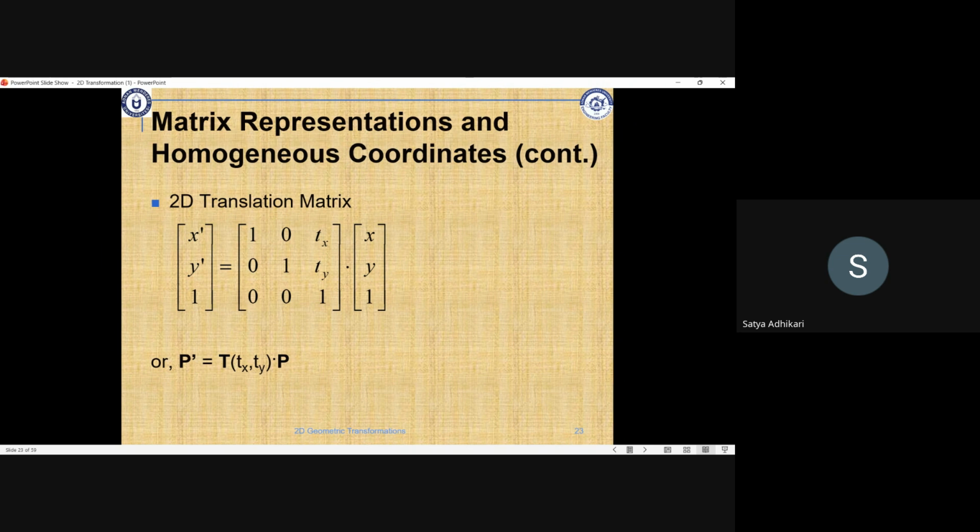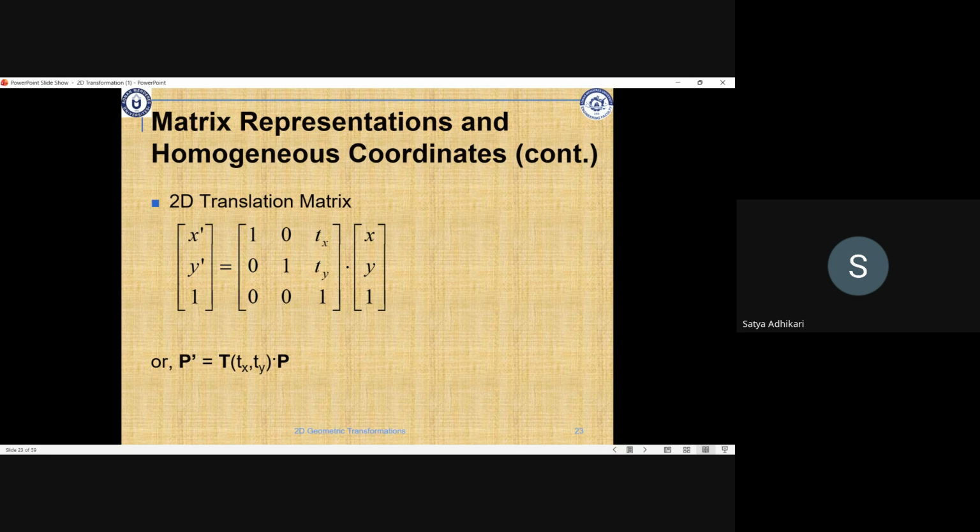S dash equal to s plus tx. We know that the x dash equal to x plus tx. If we multiply the first row and the first column, there's one column only. So 1 into x plus 0 into y plus tx into 1. So finally x dash equal to x plus tx. You recall this is the original translation matrix equation.